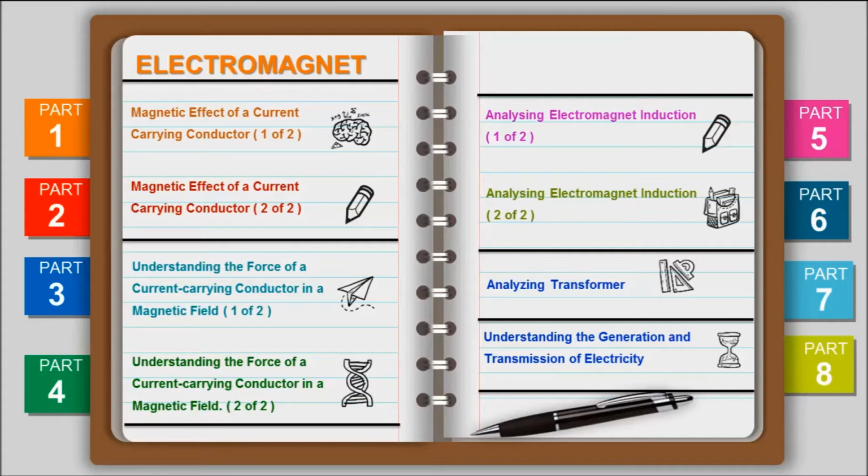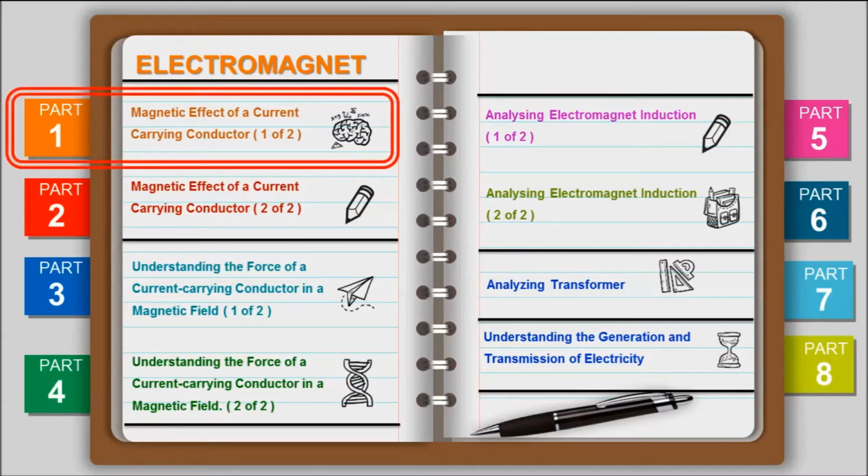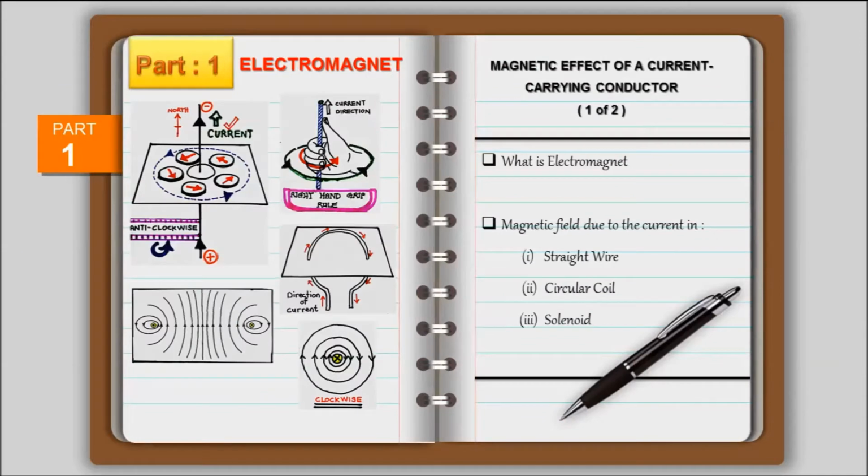In this channel, you are going to learn the secrets to the theory and to understand the magnetic effect of a current carrying conductor, part 1. When you subscribe to my channel, you are going to learn more videos about electromagnet and you are going to get great confidence to answer science questions. In today's lesson, we are going to learn what is electromagnet and understand magnetic field due to the current in a straight wire, circular coil and solenoid.